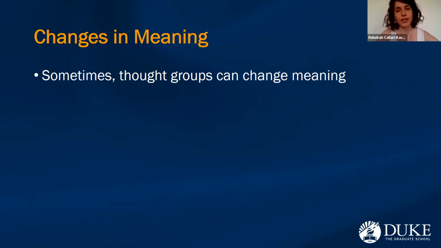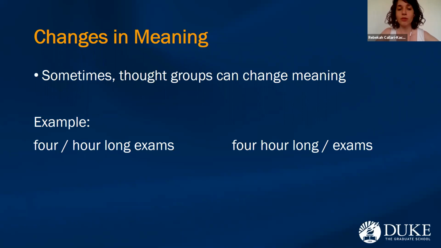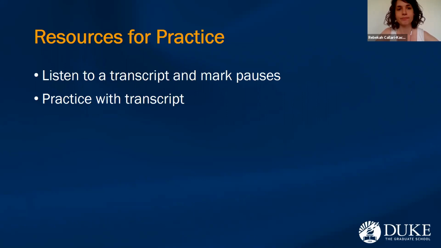Sometimes, although this is not very common, thought groups can change meaning. So for example, "4 / hour-long exams" means that you have 4 individual exams and each exam is 1 hour long. "4-hour-long / exams" means that there are many exams and each of the exams is 4 hours long. So you can see that sometimes thought group placement can actually change what your meaning is, and you need to be careful to choose whatever it is that matches what you're trying to say.